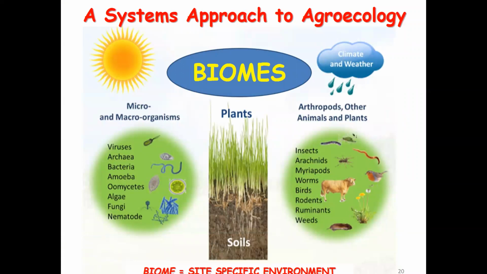Now, as I mentioned earlier, agroecology is essentially the study of systems. It's systems which consist of biomes. Biomes are site-specific environments, and these biomes are many and varied, created by the micro and the macroorganisms that inhabit them, the plants, and various arthropods, animals, and other things. But over and above all of this is the effect that climate will have on these biomes.